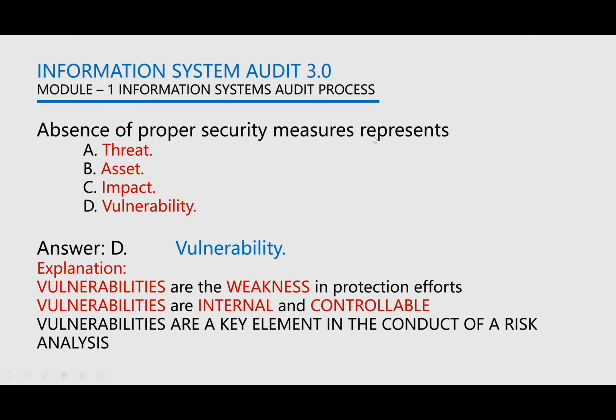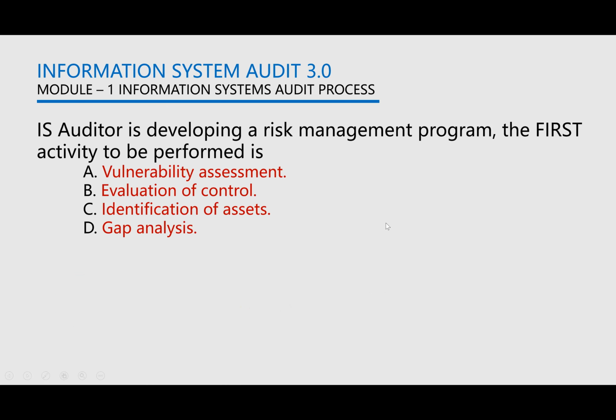Absence of proper security measures means it is my responsibility to secure my house. If I'm leaving it like this, then the threats are there that a thief might come in. So vulnerabilities are weaknesses in protection efforts. These are internal and controllable, and they are an important element of risk analysis.